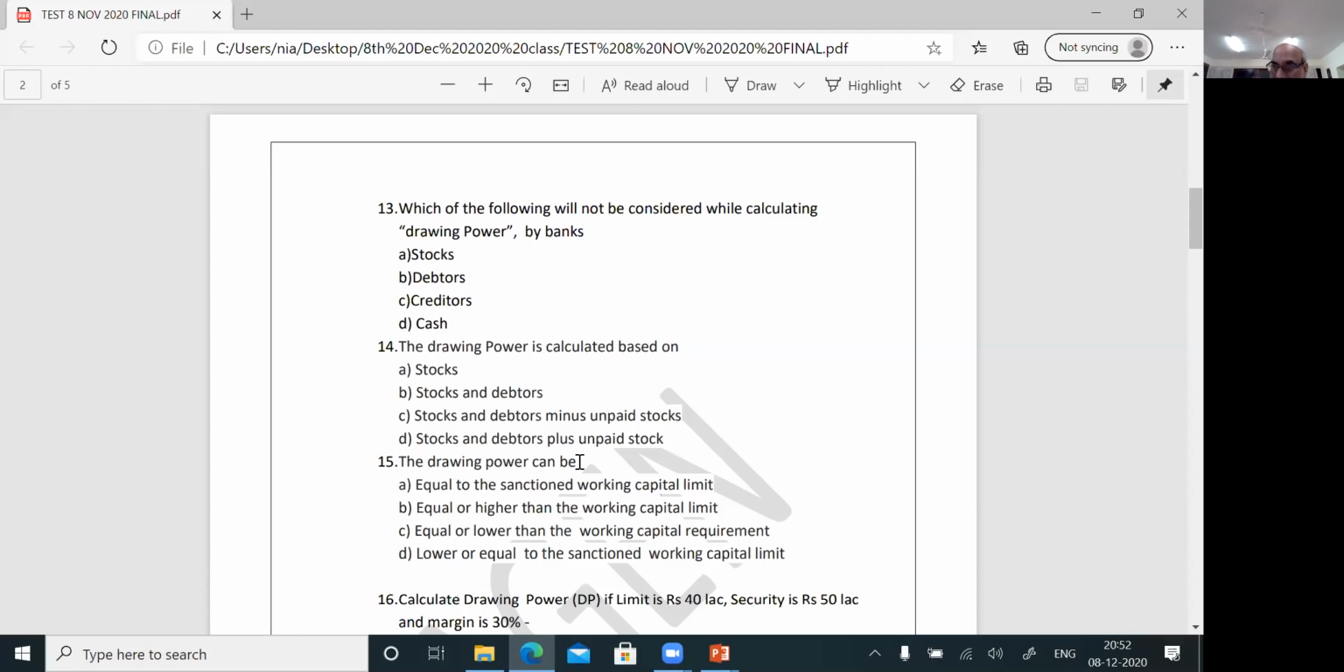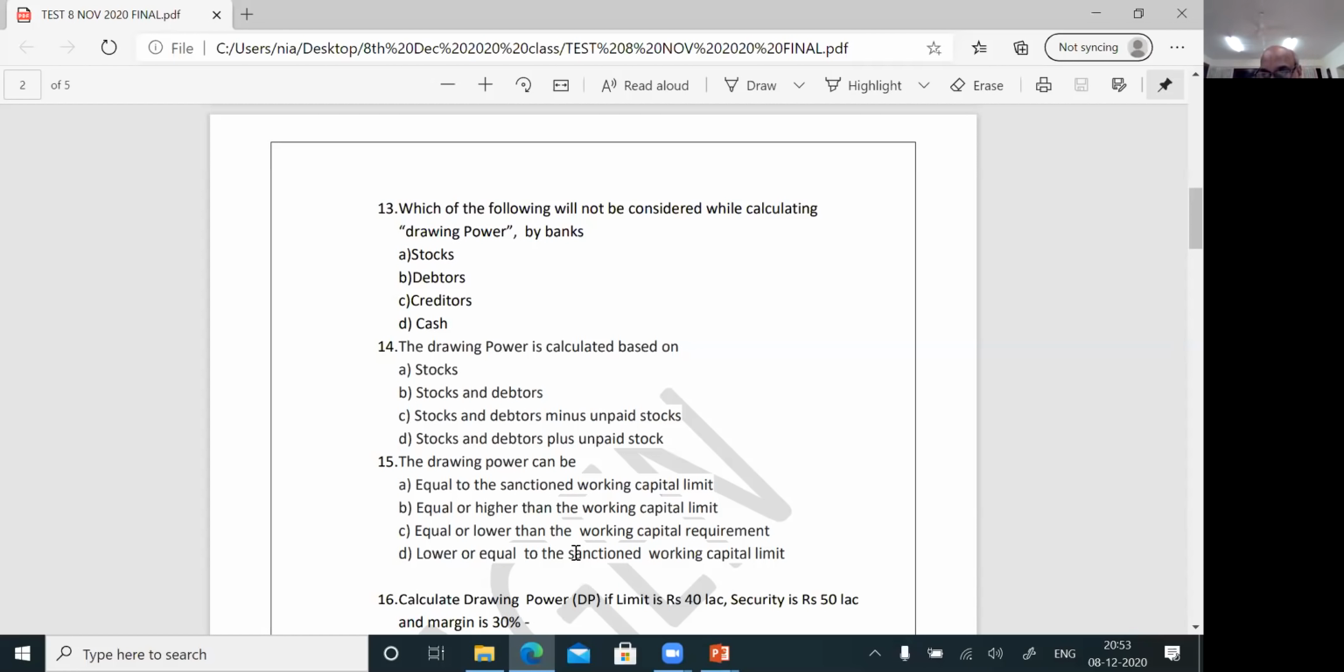The drawing power can be equal to the sanctioned working capital limit, equal to or higher than the working capital limit, equal or lower than the working capital limit, lower or equal to sanctioned working capital limit. So out of the 4 options, all are more or less close, no? So people will come and say, sir, exam is very easy, but answers are confusing. That is what I told you, the drawing power will be equal to or less than the sanctioned limit by the bank.